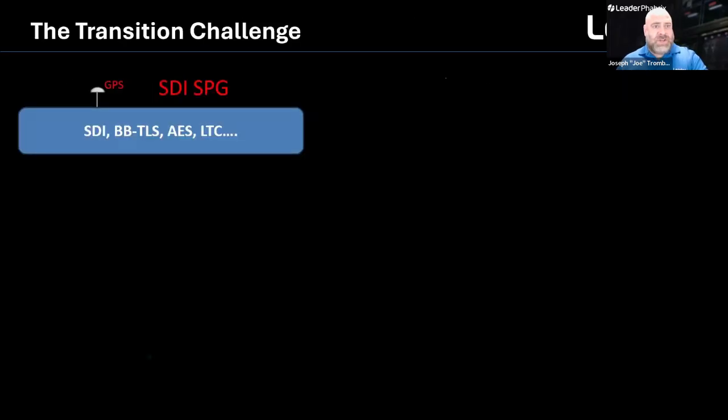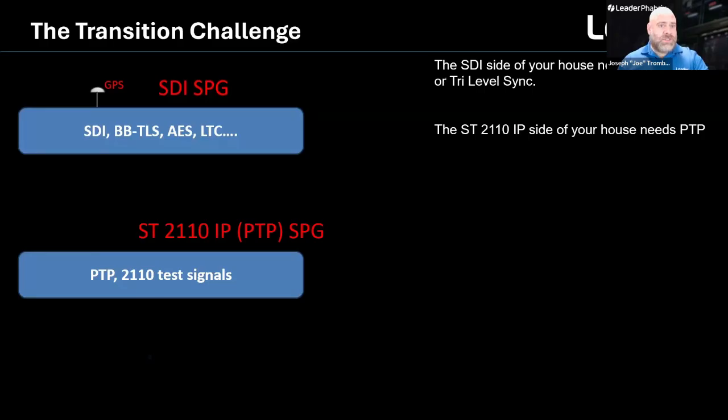So now let's look at the transition challenge. This example shows the SDI side requiring Blackburst and tri-level sync, and the IP side requiring PTP, then asks how to keep both in sync under all conditions.